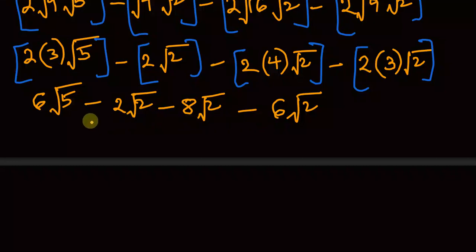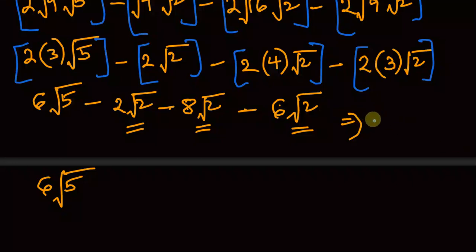These values have the same numbers inside the roots. That means we are going to have 6 root 5. Then minus 2 minus 8 minus 6. I'm repeating, minus 2 minus 8 minus 6. It is minus 16. So this is going to be, let me write the answer just above here, minus 16.